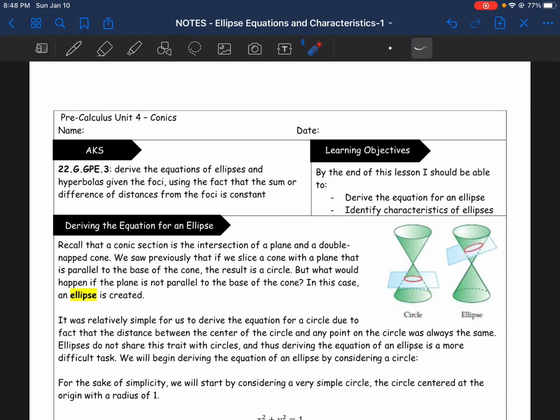In today's video, we're going to be looking at ellipses. By the end of this video, we should be able to derive the equation for an ellipse and identify characteristics of ellipses. Let's go ahead and get started here.